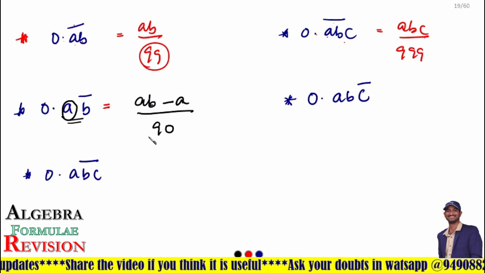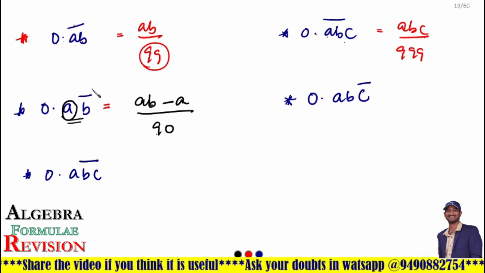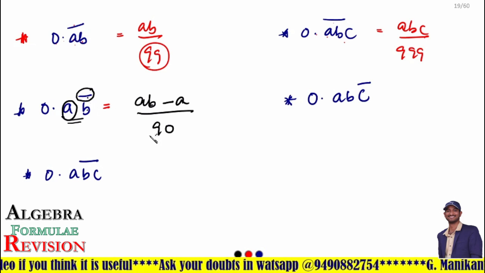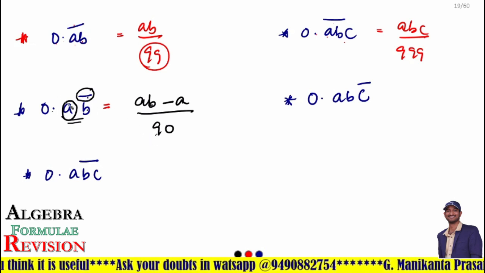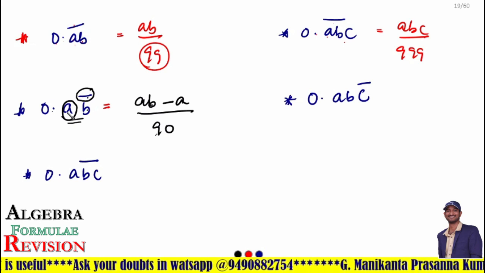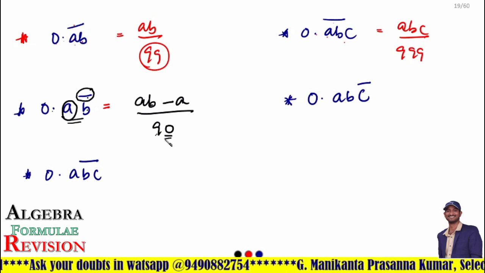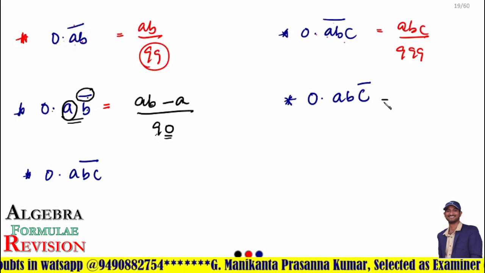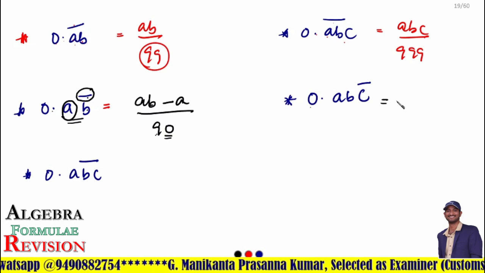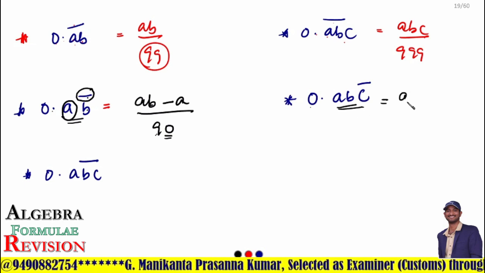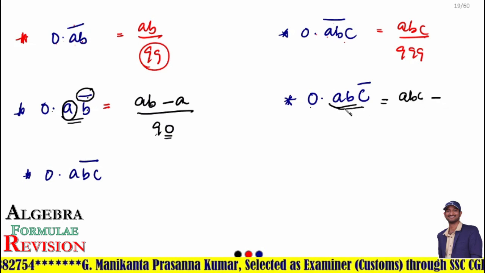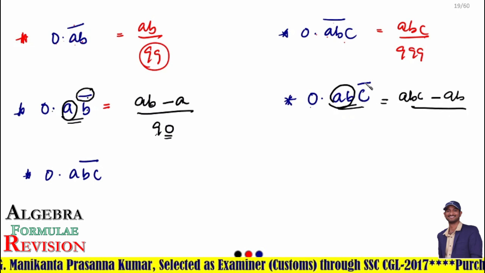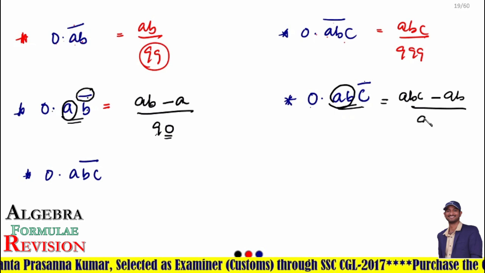Why am I taking 90? Because only one number has a bar, that's why I am taking only one 9. And after the decimal only one number is there without a bar, that's why I am taking only one 0. Please listen carefully, these are very, very important. When I have 0.abc with a bar on c, how do you find this? ABC, the total number, minus the number which is not having the bar, that is AB, by how many numbers have a bar? Only one number. So I'll take only one 9.